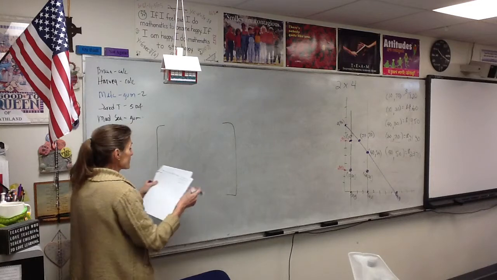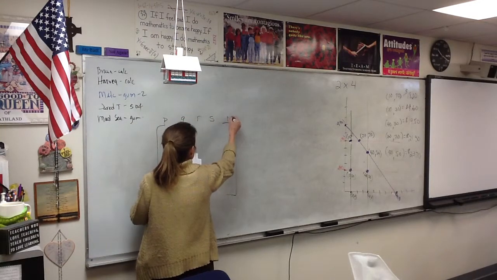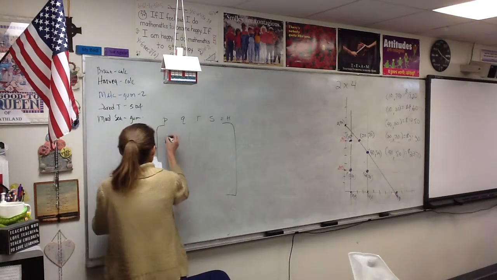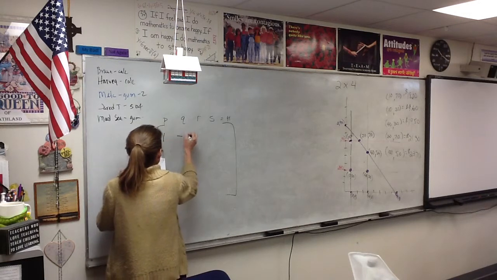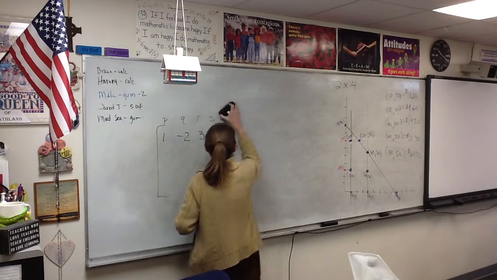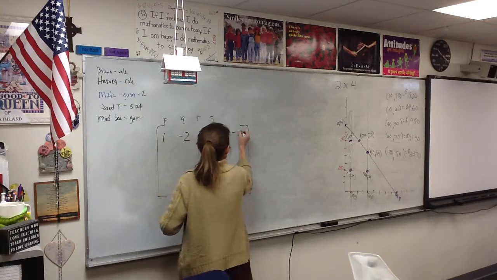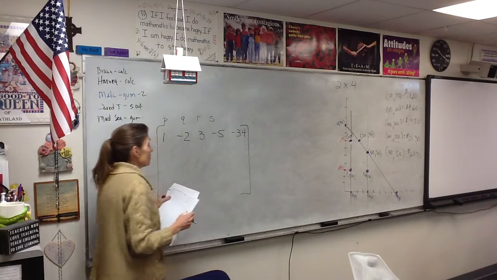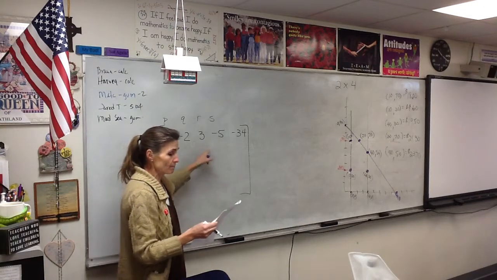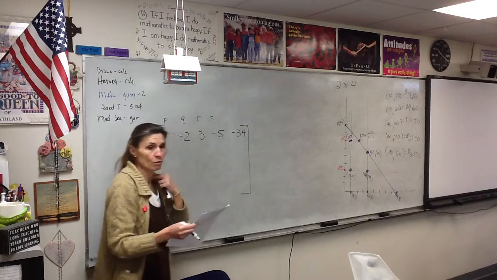Now, for us, that's going to have P's, Q's, R's, S's, and numbers. So that first equation will be 1, -2, 3, -5, and -34. There is the first row. Now I want you to look at that and make sure you're good with that. 1, -2, 3, -5, -34.